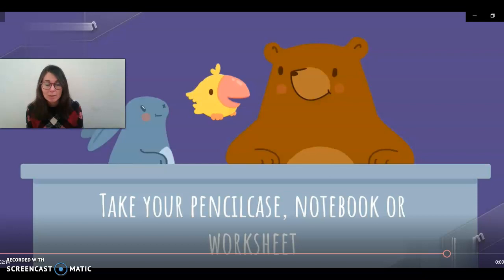O si es que pueden imprimir la guía que les envié, the worksheet, right? Si no la pueden imprimir, entonces el cuaderno. Para los que no pueden imprimir su guía, pueden hacer esta prueba en el cuaderno y luego me mandan la fotografía. Para los que sí pueden imprimir, la van respondiendo en la misma guía. Okay?